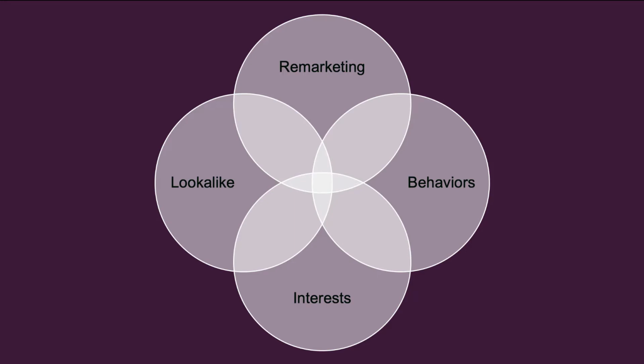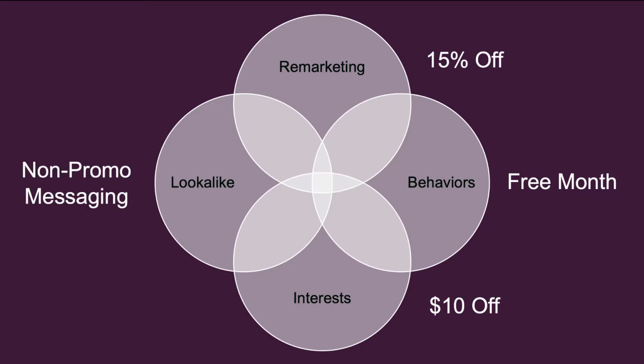On top of frequency issues, we start to get into some problems with ad messaging. Odds are you're probably not using exactly the same images, copy, message, call to action, offers in all of the different campaigns that you have running. What is your audience going to think if they find themselves in multiple audiences? If for remarketing, you're trying to show them a 15% off message. For behaviors, you're trying to offer them a free month of your product or solution. With interests, you're giving them $10 off. And with lookalikes, you don't even have a promotional message. You're just trying to get in front of them and introduce them to your brand.